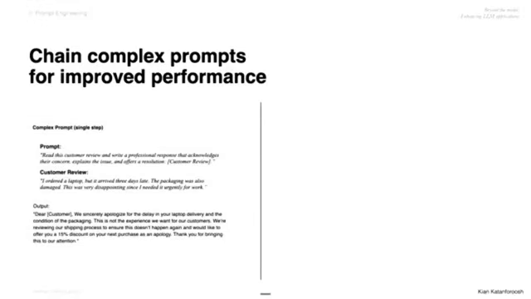You take a single-step prompt, such as: read this customer review and write a professional response that acknowledges their concern, explains the issue, offers a resolution. Then you paste the customer review: I ordered a laptop, it arrived 3 days late, the packaging was damaged, very disappointing, I needed that urgently for work. And then the output is an email that is immediately given to you by the LLM after it reads the prompt.